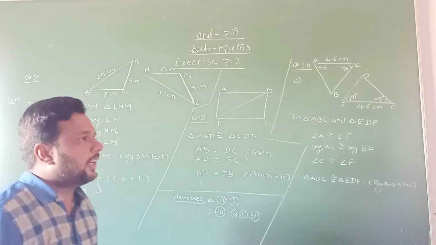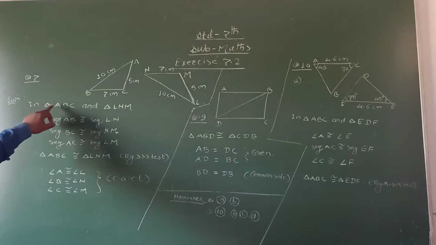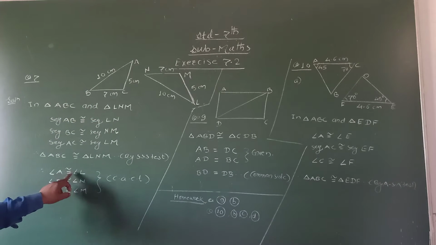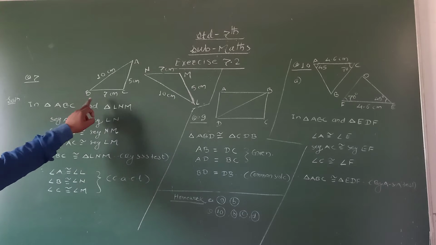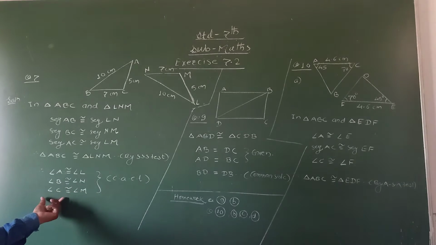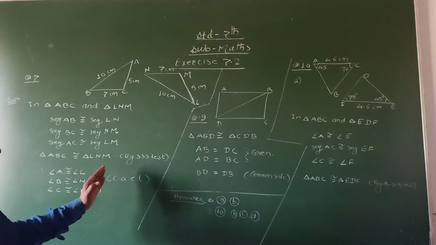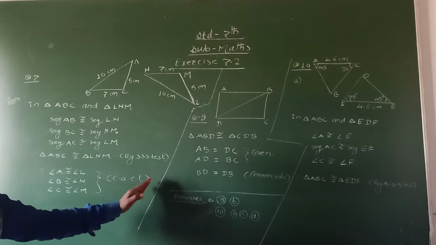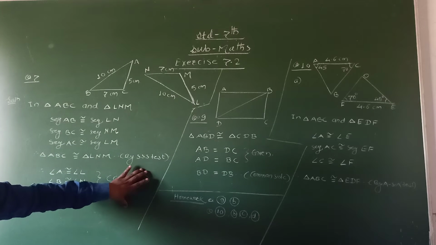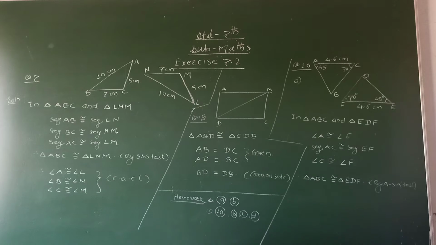Then easily we can write their corresponding angles are congruent. Therefore angle A corresponds with angle L, so angle A is congruent with angle L. B corresponds with N. Therefore angle B is congruent to angle N. Similarly angle C is congruent to angle M. And here we write the result, that is the corresponding angles of congruent triangles. This is the required answer or the solution for this question. I hope student you understand this question. Now see the next question.